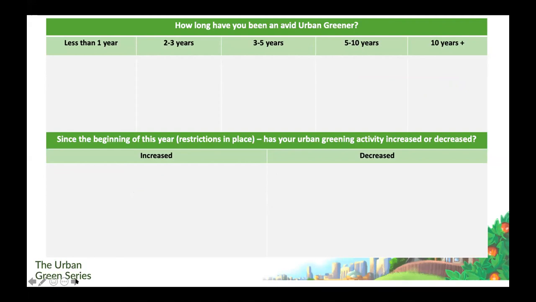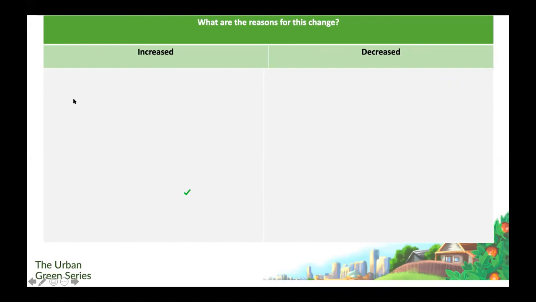And then just one final question. For those of you that thought that, particularly since the situation that we've found ourselves in this year, your amount of gardening or your gardening activity has increased or decreased, if you could just use the text function and write a couple of words in there as to what those reasons are. So for some people, they've said to us that access has been a problem. We're really keen, and we know that there has been some lobbying to try to keep community gardens active and open at particular phases of the social restrictions. So we're just really keen to understand what your reasons are.